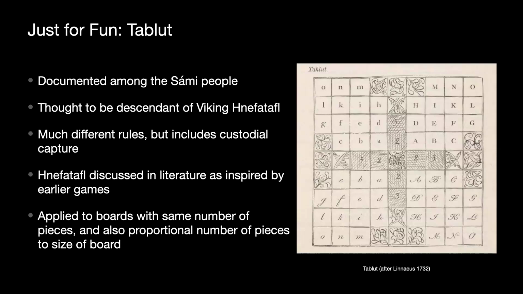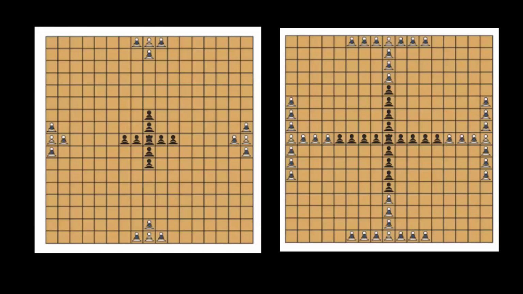So we also applied it to boards, but we ran into problems when we increase the size of the board. What do we do? How do we add pieces to it? And so we had a couple of different options. Either you keep the same number of pieces, or we add more pieces in a proportional pattern to what was documented.